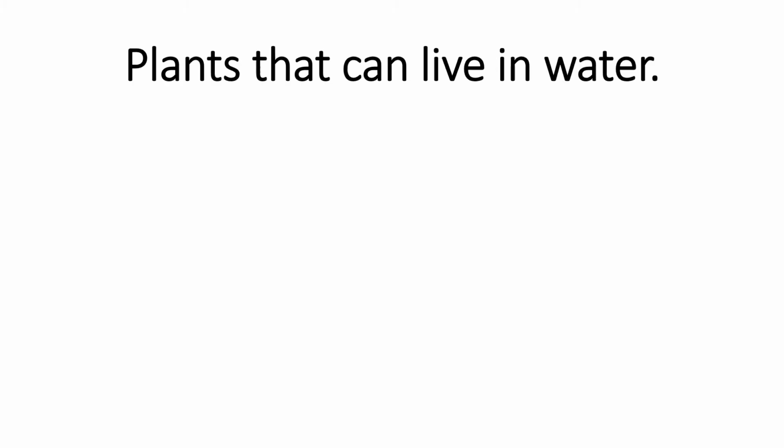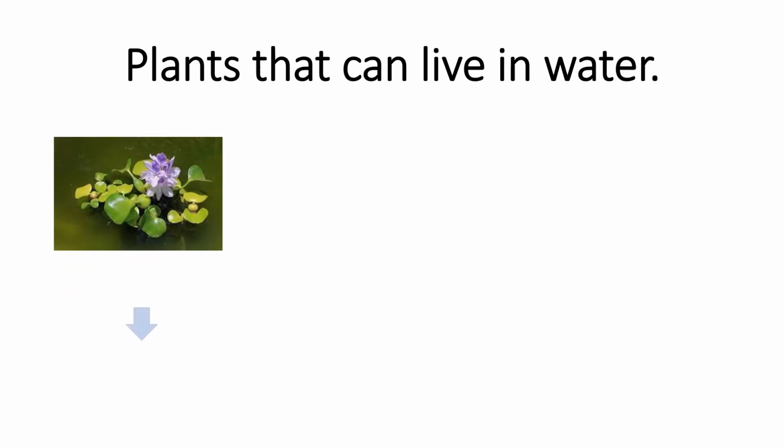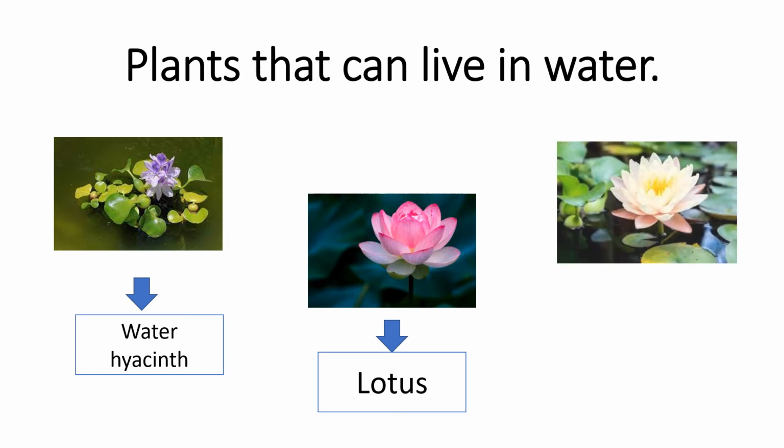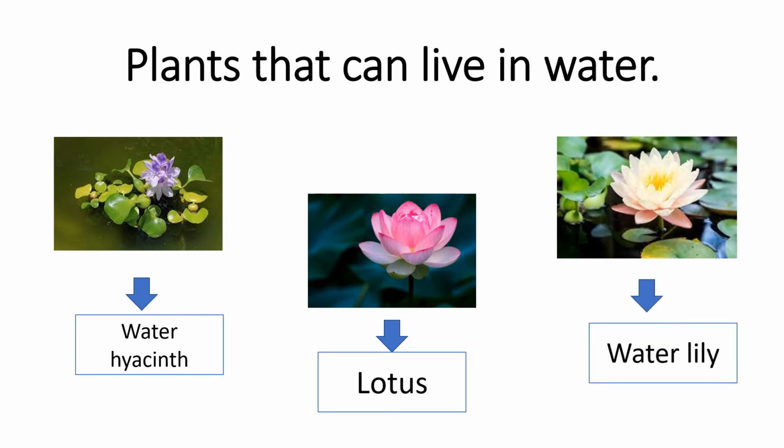Next is the plants that can live in water. So what are the plants that can live on water? An example is water hyacinth. So this is a plant that can live in water. Next we have lotus and water lily. Water hyacinth, lotus, and water lily. So these are the plants that can grow or live in water. We have many other plants that can live in water, but I just took only 3 examples.